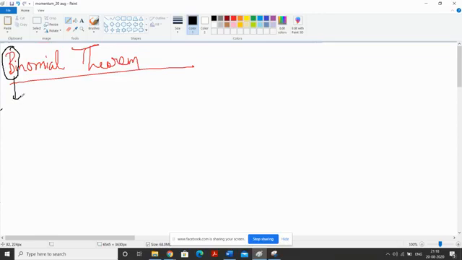Bi means two. Nomial means terms. So it is related to two terms, the expansion of two terms actually. I just want to give you a little background on why this binomial theorem was invented.